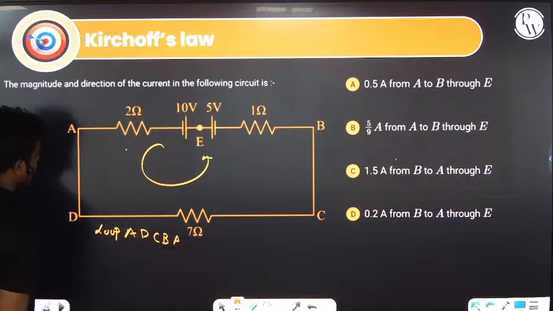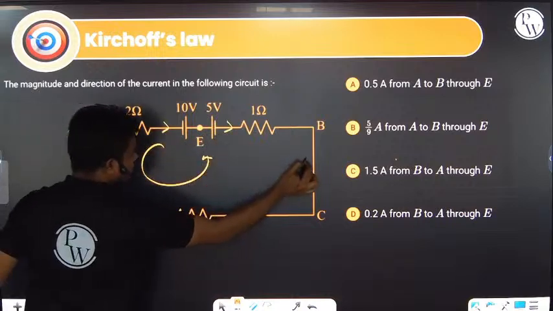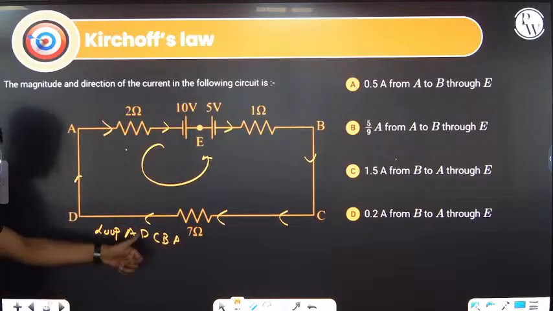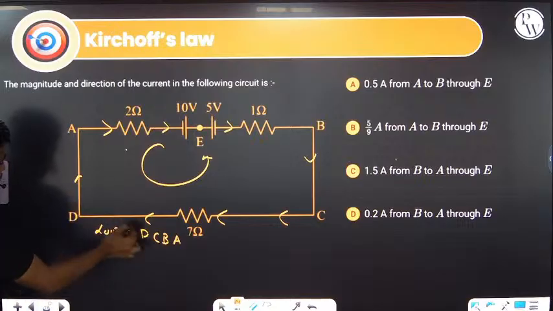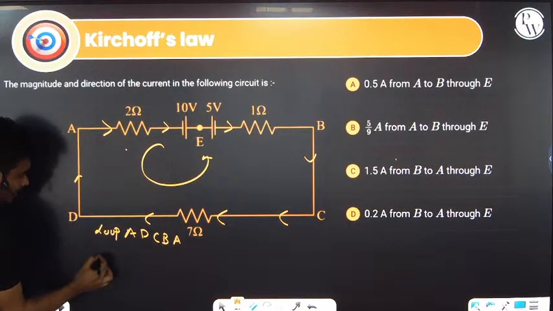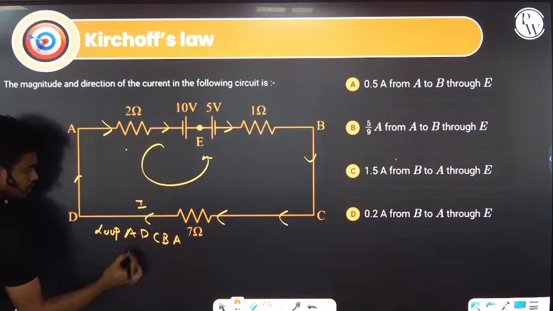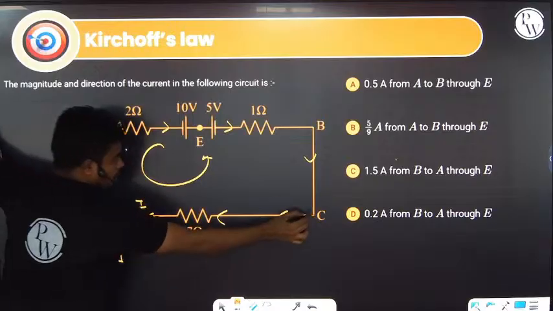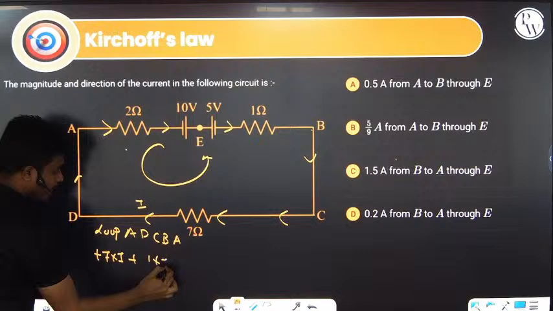A again. So A to D, nothing is there, and let's say the direction of current is this way. This is what we are assuming, the direction of the current. Loop A, D, C, B, A. We are moving opposite to the direction of the current, with current value I. We are moving D to C, so this will be plus 7 into I. Nothing is there. Again, we are moving opposite to the direction of the current, plus 1 into I.